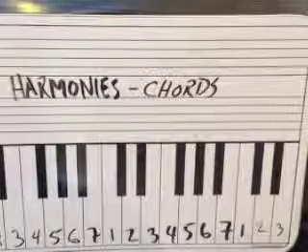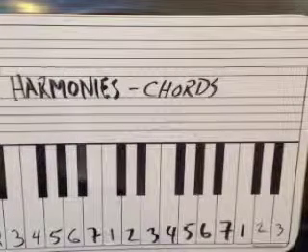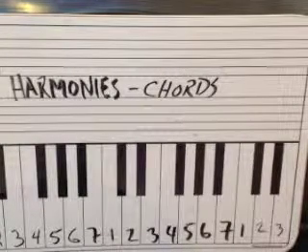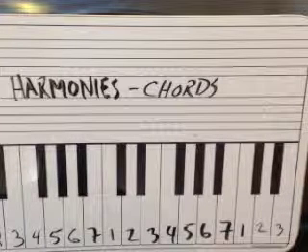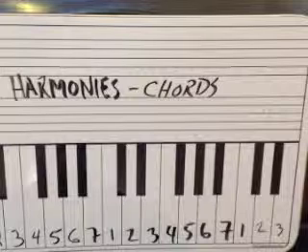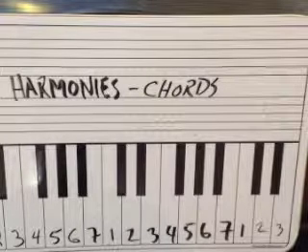Okay, let's talk about harmonies. Harmonies are when you have two or more notes sounding at the same time, but the most common form of harmony we use is something called a chord. And the most basic chord has three notes in it. It's called a triad because it has three notes.